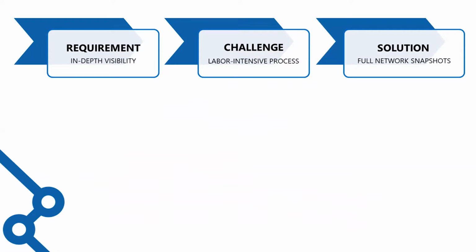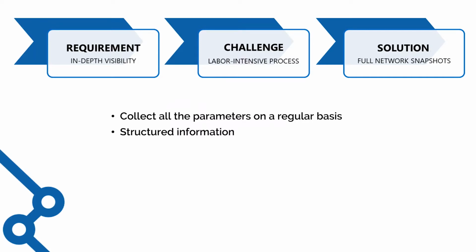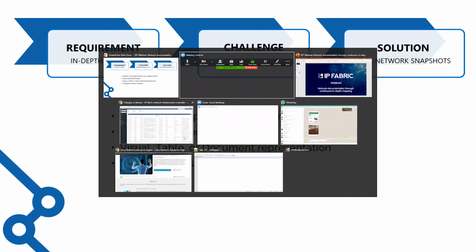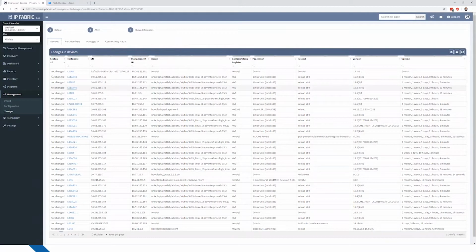So this is where our solution comes in, where IP Fabric performs full snapshots of network infrastructure, collects all of the parameters on a regular basis, either once a minute, once an hour, or once a day. It structures that information appropriately, represented not only in table format, but also visually or as a document export, and provides you complete version control.